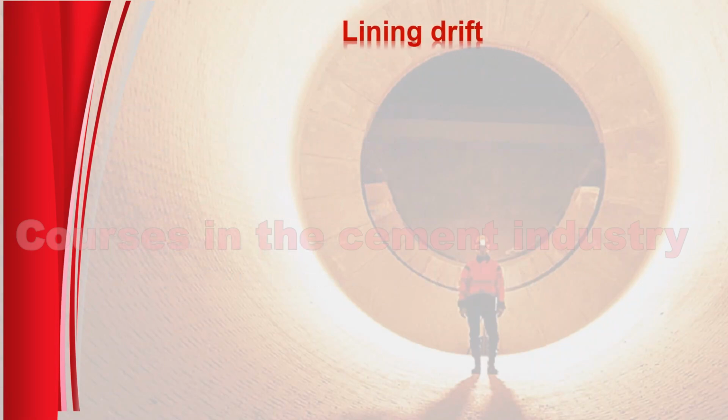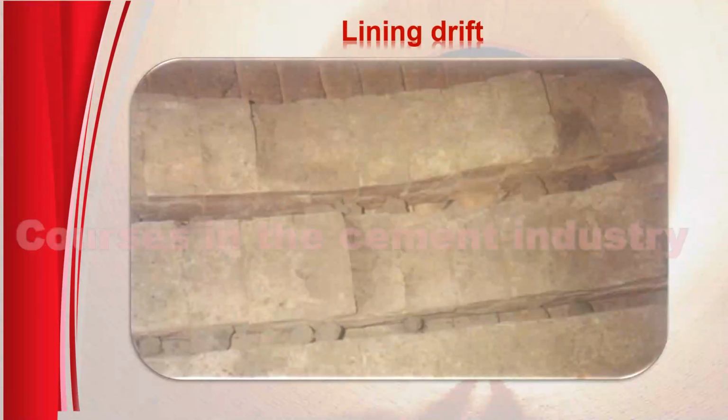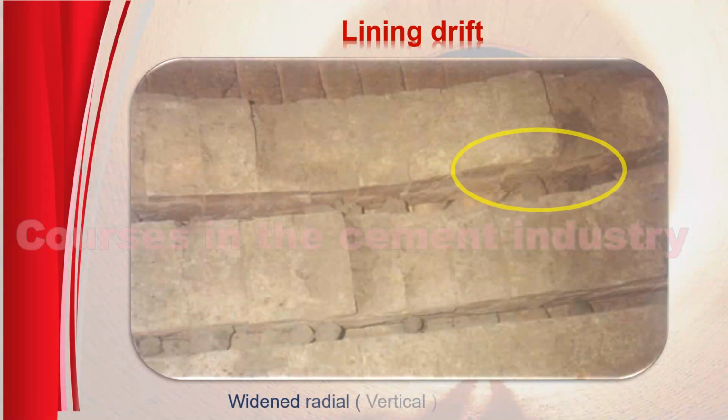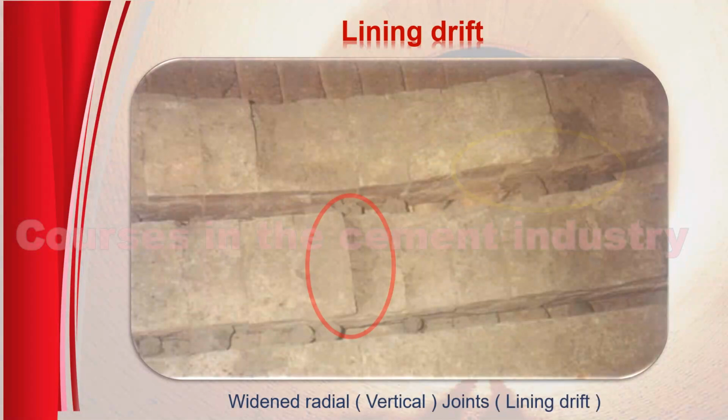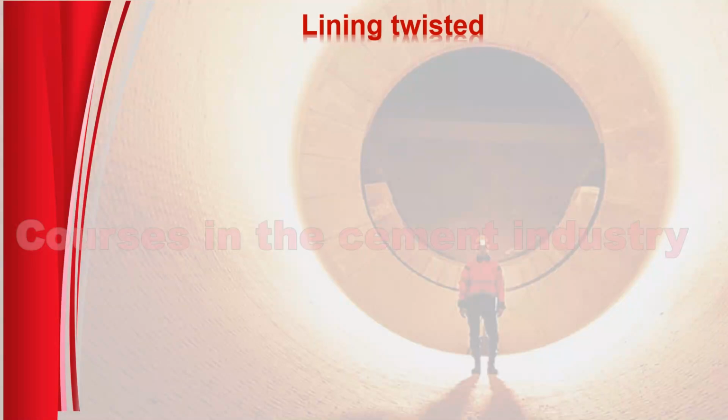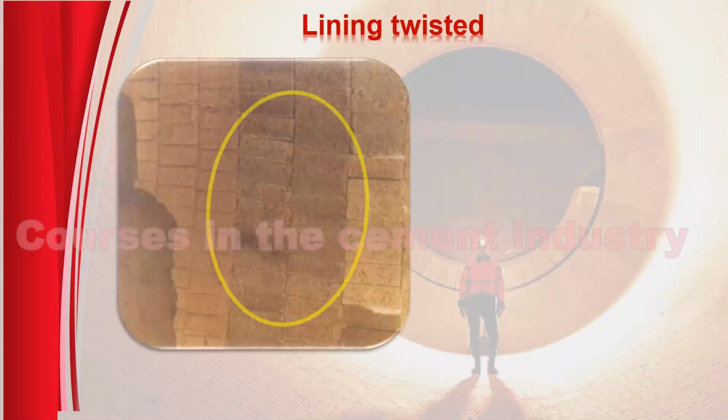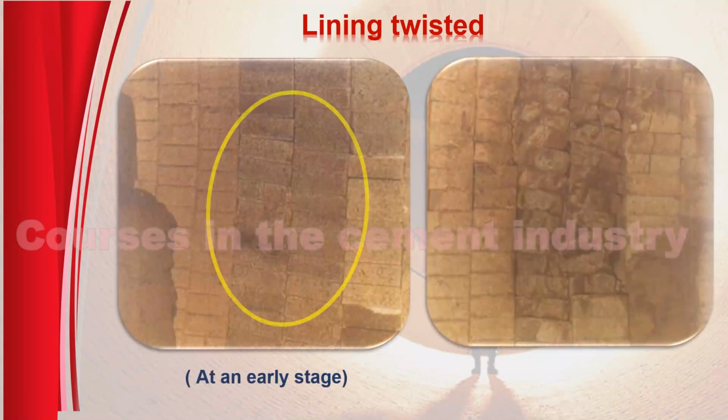Lining drift. We can see in this picture widened radial and vertical joints, lining drift. Lining twisted. We can see in this picture lining twisting at an early stage. We can see in this picture lining twisting at an advanced stage.